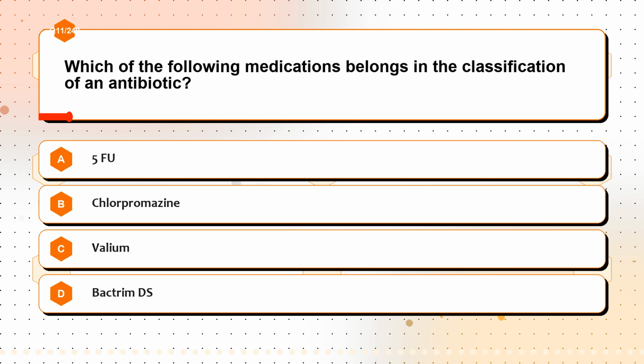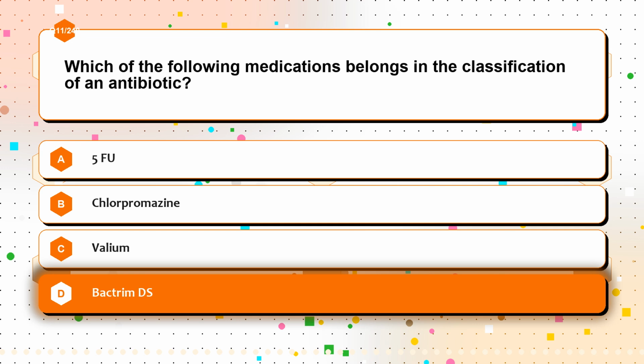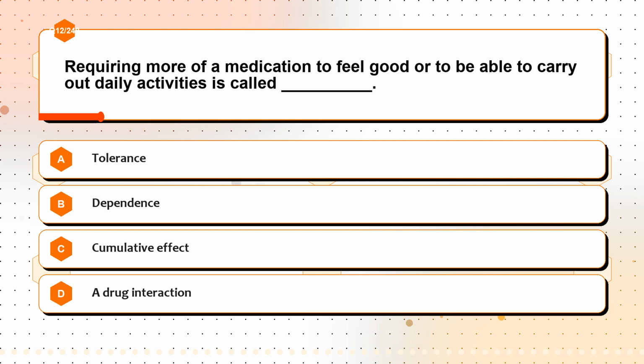Question 11. Which of the following medications belongs in the classification of an antibiotic? Here are the options. Option A, 5-FU. Option B, chlorpromazine. Option C, Valium. Option D, Bactrim DS. The correct answer is option D, Bactrim DS.